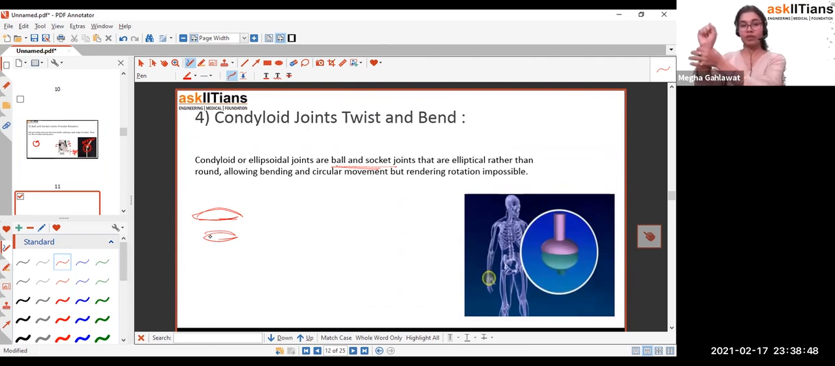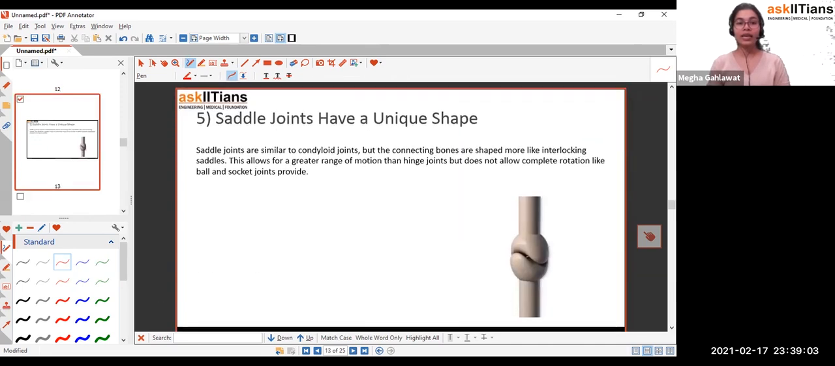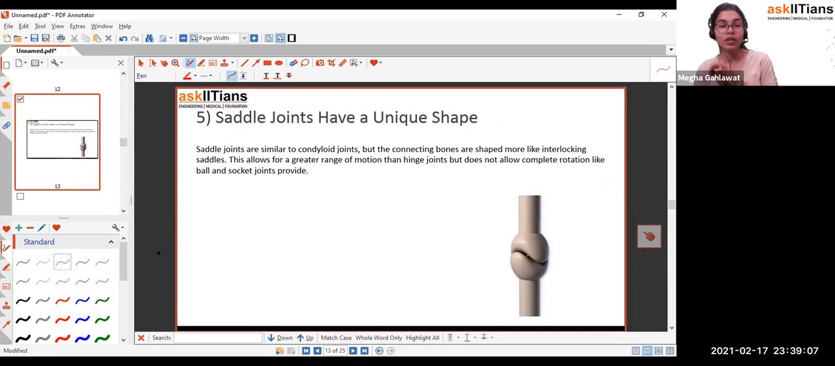For example, if I move my wrist like this, I can move my hand based on the joints which are present in my wrist, right? But I cannot move my wrist like I move my shoulder. That is where a condyloid joint is present. Next thing I have is the saddle joints. You don't have to learn all these joints all together, but these are extremely important for further studying and learning. And I promise these are super, super fun to learn.